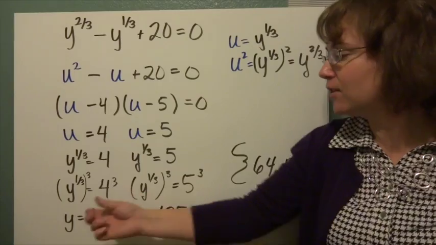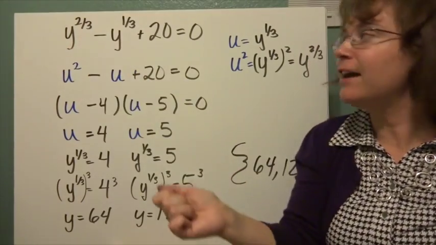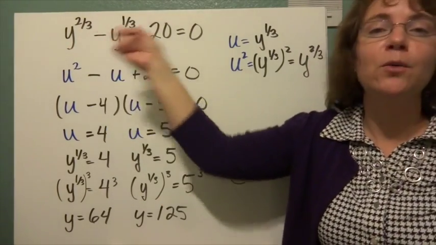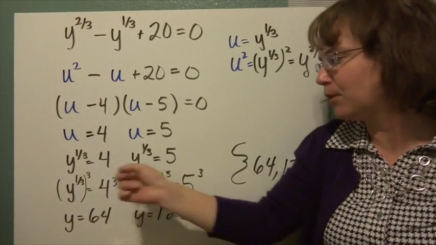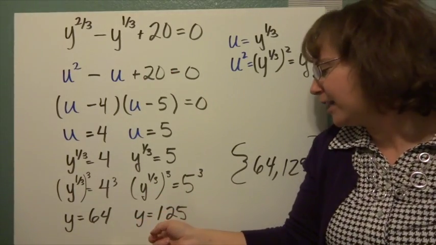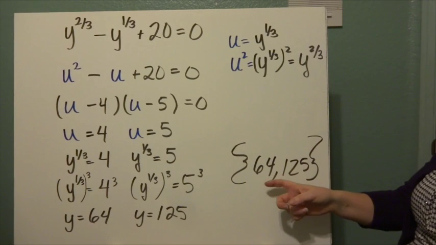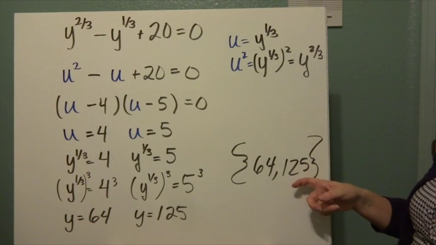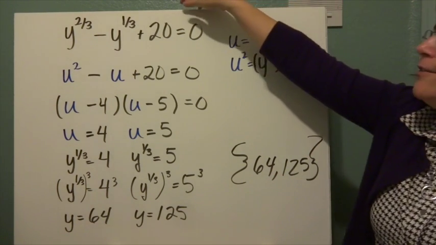And again, I could take those back in here, substitute my values in, and I should make a true equation here. If I don't, I know I did something wrong down here. So you can always check your answer. So my two solutions are y equals 64 and y equals 125.